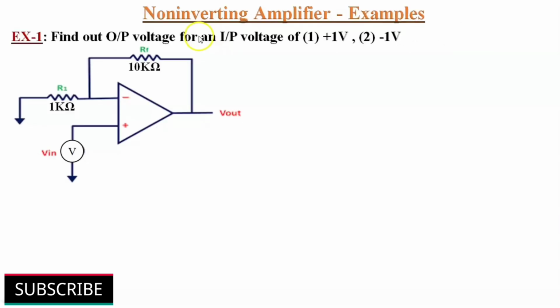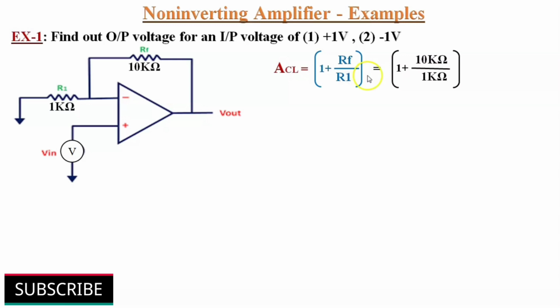Let us solve some examples on non-inverting amplifier. For the non-inverting amplifier circuit shown here, find out output voltage for an input voltage of plus 1 volt and minus 1 volt. Non-inverting configuration voltage gain ACL is equal to 1 plus RF by R1. Let's insert the given values from the circuit. 1 plus 10 kilo ohm divided by 1 kilo ohm, that is equal to 1 plus 10, that is equal to 11 as voltage gain of this given circuit.